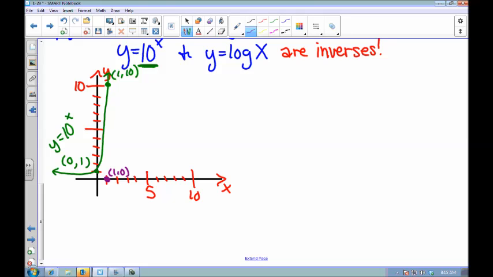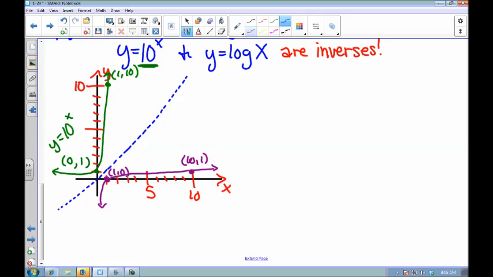Same with 1, comma 10. If we switch the x's and y's, what point do we get? 10, 1. So we go right 10, up 1. This is what the log function would look like. You take the x's and the y's and you really just switch their places. You mentioned rotated or something like that. It's being reflected over this dotted line. The green is being reflected to where the purple is.